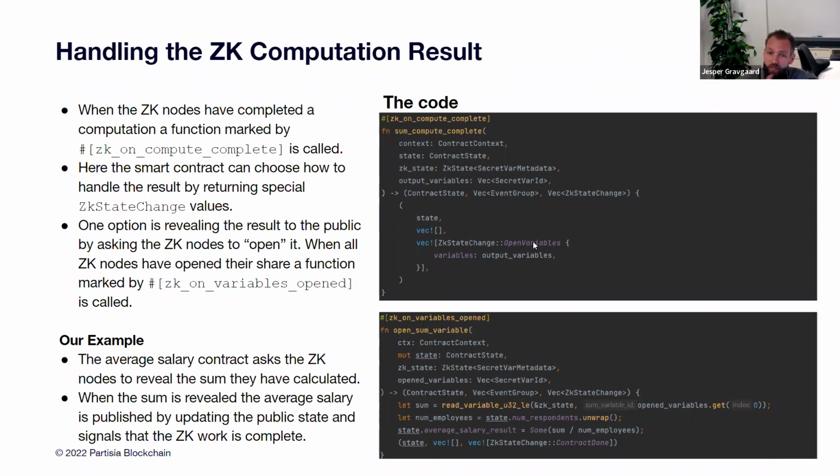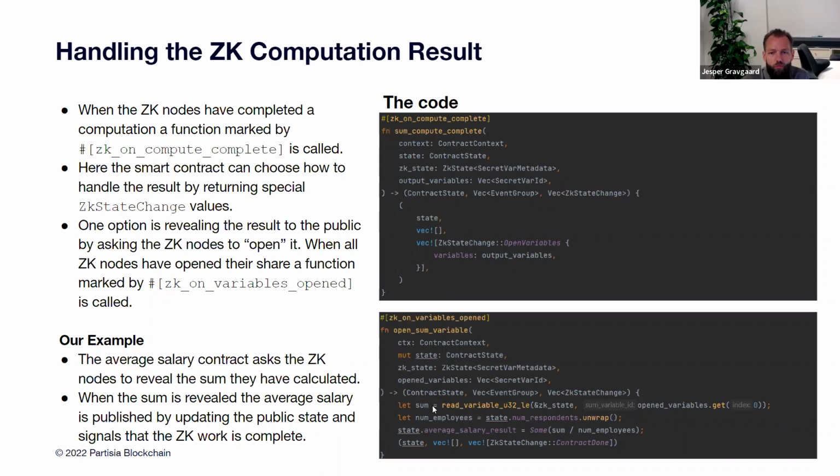That is, the output here will be a sum. So what we're choosing to do is to actually reveal the secret. For now, the sum of the salaries is also secret, but we then choose to reveal it. When we signal that we want to reveal it, all of the nodes take their part of the secret and make it public. And by combining all those parts, we can reveal the underlying actual value. This is also done by the contract by using this CK on variables open function that gets a list of variables that have been opened, that is, revealed by the nodes.